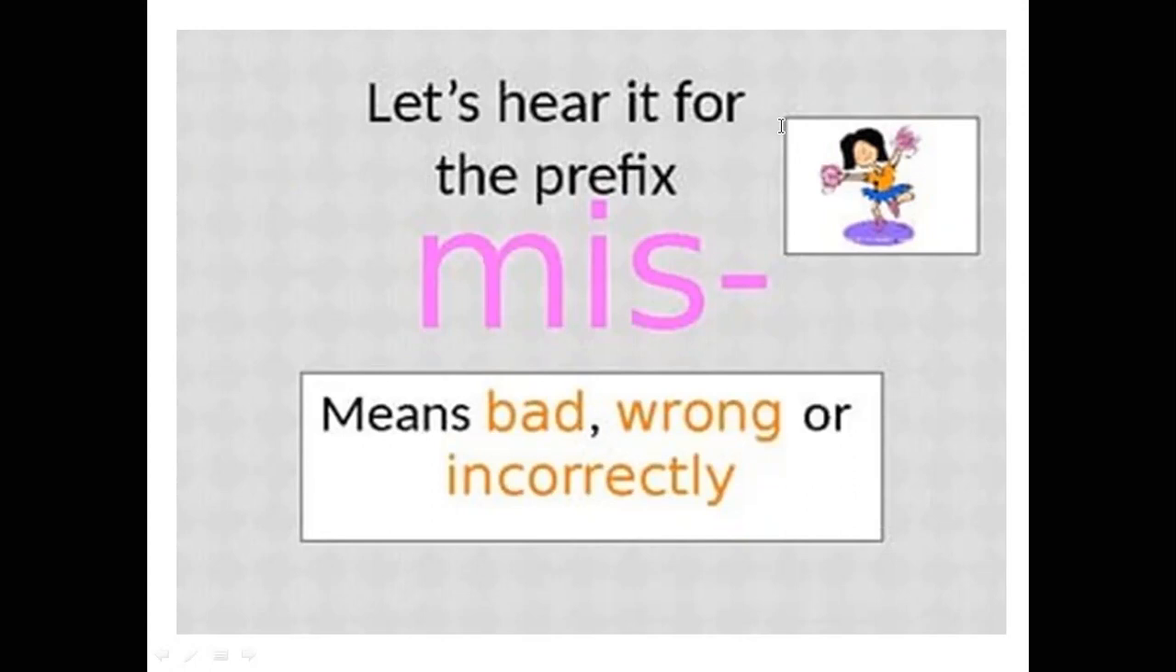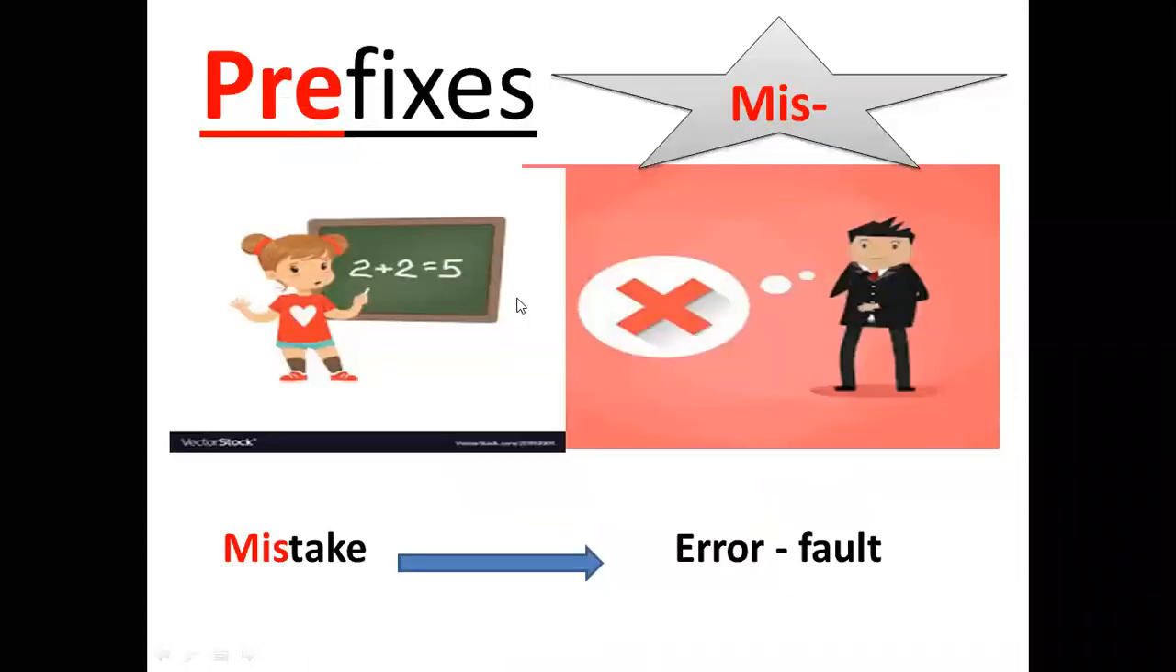Okay, let's go to the other page to see what we have for the prefix mis. Let's read this word: mistake. If you misunderstand the lesson, you will answer with a wrong answer. Look at this example. She writes on the board 2 plus 2 equals 5. Is it correct? No, it's a mistake. Mistake means error or fault. She writes the wrong answer on the board.